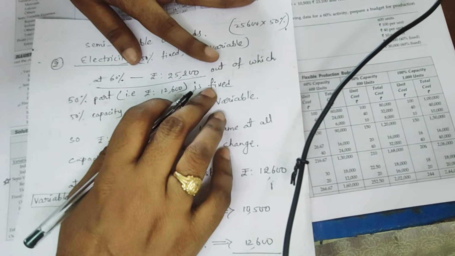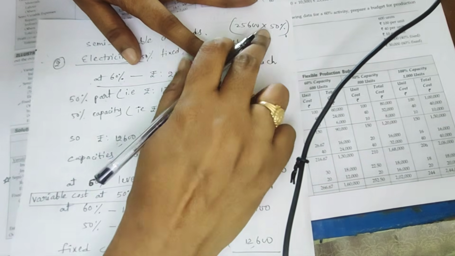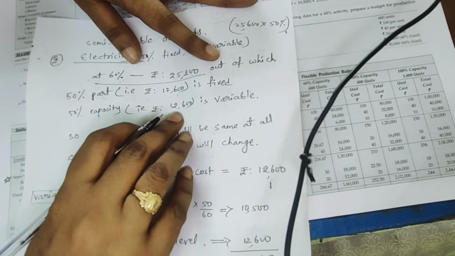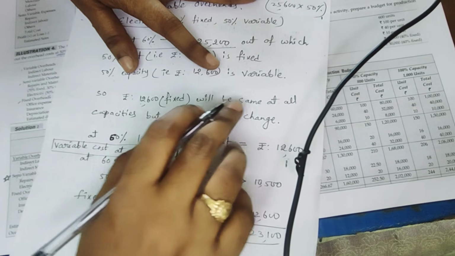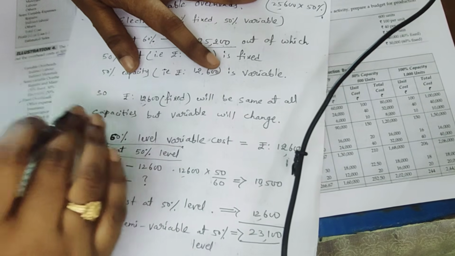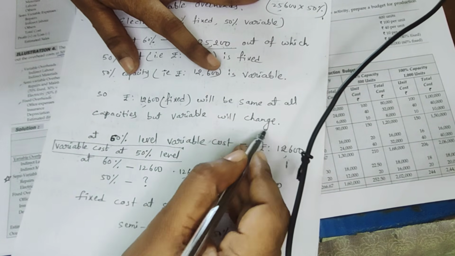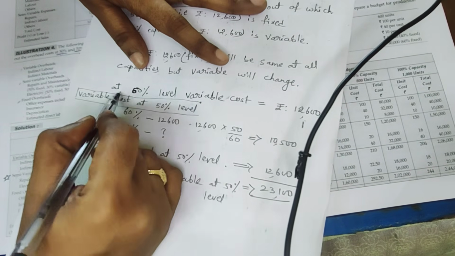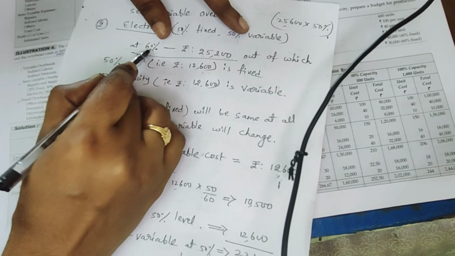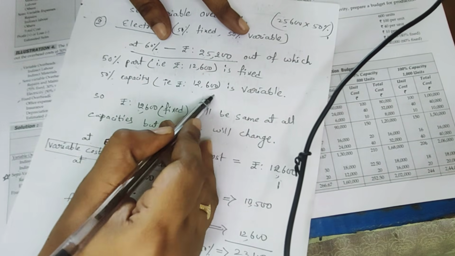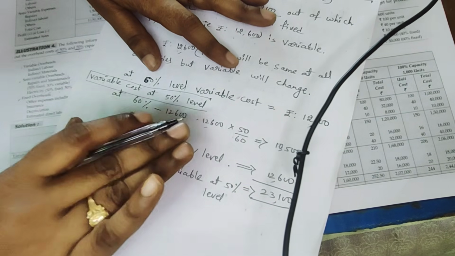That value is fixed. In the same way, 50% variable, 25,200 into 50%, you will get 12,600. So 12,600 fixed will be the same at all capacities, whether it is 50%, 60% or 70%. But variable will change according to the capacity. At 60% level, what is the variable cost? 12,600. So we need to find out for 50% as well as 70%.